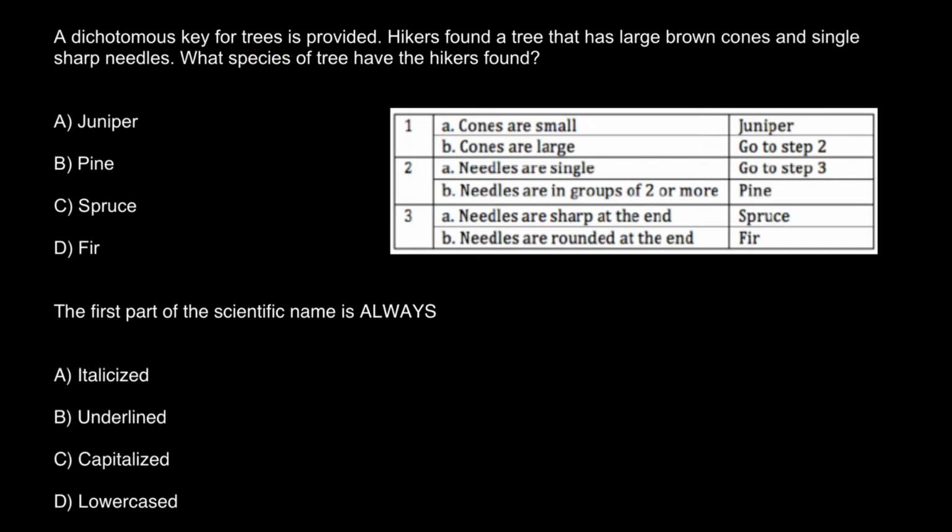The first question of the day: a dichotomous key for trees is provided. Here in this table, hikers found a tree that has large brown cones and single sharp needles. What species of tree have the hikers found?